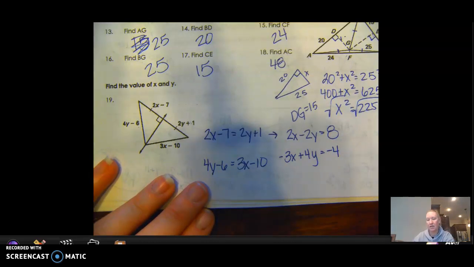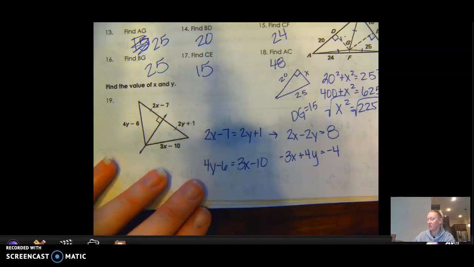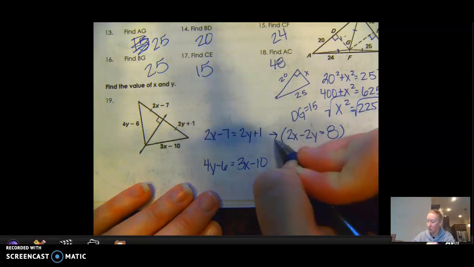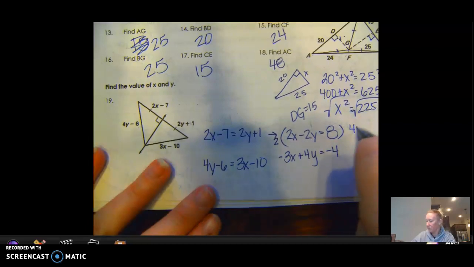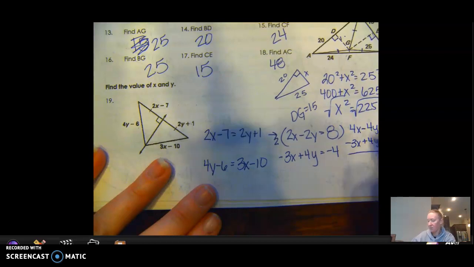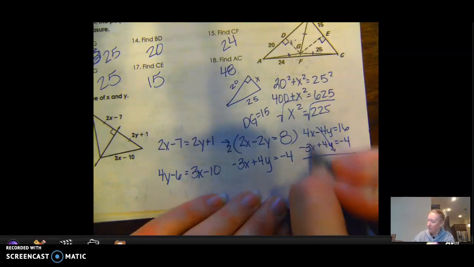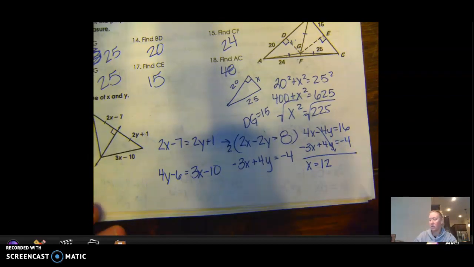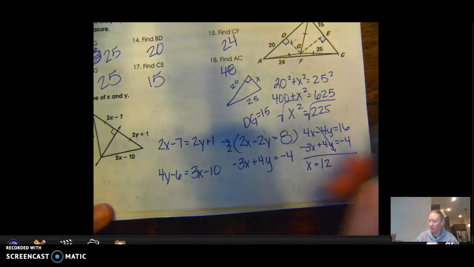Now this goes all the way back to Algebra 1, where we have this system of linear equations, and I'm going to use elimination. I'm going to multiply this whole guy by 2. So I have 4x minus 4y equals 16. I'm going to bring this guy back over. Negative 3x plus 4y equals negative 4. I do that because my y's then cancel. Okay? And so now I add, going straight down, this gives me x equals 16 minus 4 is 12. So x equals 12.